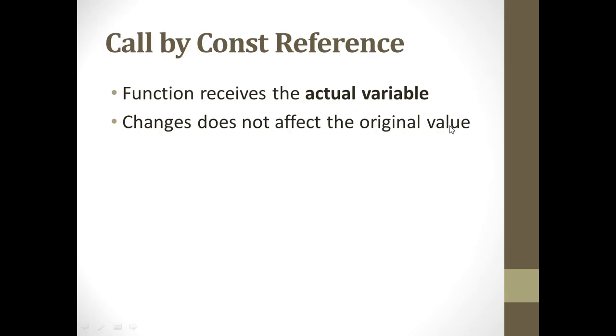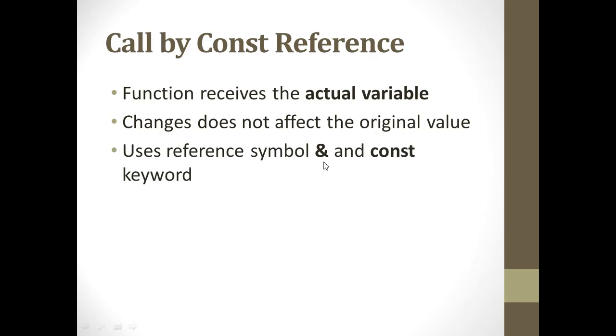Meaning that, yes, I'll give you the key to the original value, or the key to the address. But the only thing you can do is see what is inside, but you cannot change what is inside. You can open the door and look at things, but you cannot change anything in the room. So when you pass by constant reference, what you're actually doing is giving the person key access to the memory, but with a restriction that you cannot make changes to it.